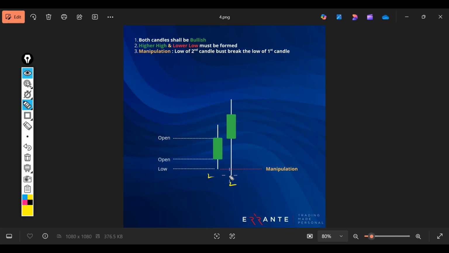Now just imagine, let's get rid of this one for a while. Okay, just give me 1 second. I'll take this color from here and let's draw this. For example, see if there was no this place over here, then what would happen? We would see no manipulation. Once there is no manipulation over here, then we would not be able to grab the footprints of the smart money. So keep this in mind.